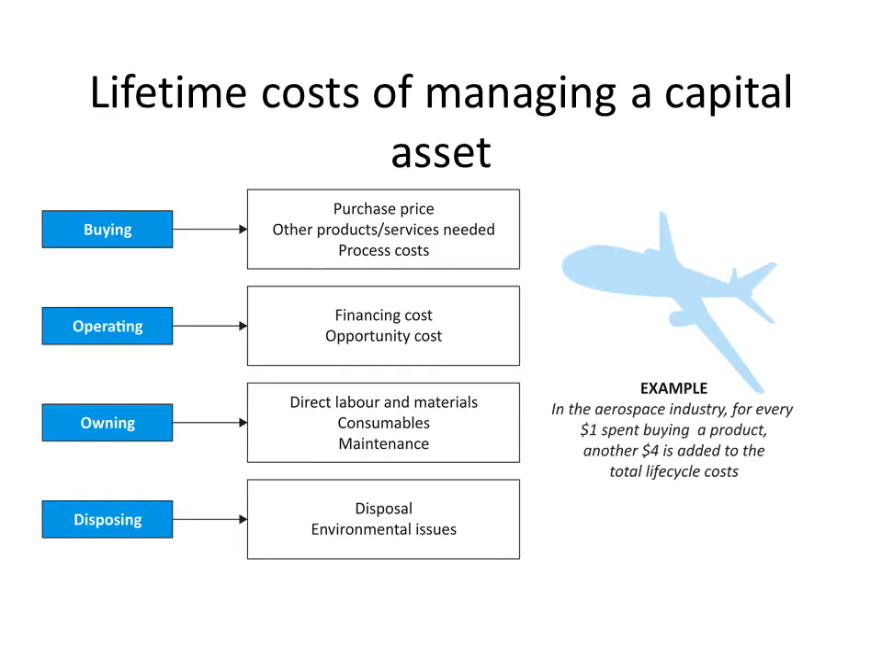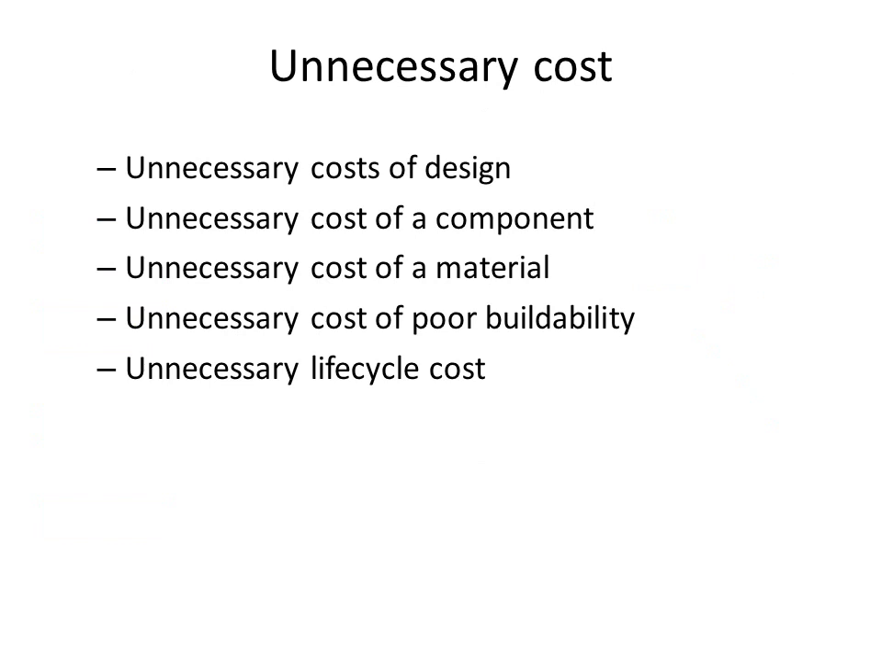Perhaps a more interesting one is lifetime costs of managing a capital asset, which is very much like the traditional total cost of ownership. There's the buy-in, the operating, the owning and the disposal. What we perhaps haven't got there is the pre-acquisition costs, which are often shown in total cost of ownership of assets. There can be unnecessary costs in projects: design, components, materials, poor buildability. It can be difficult for the contractors, unnecessary life cycle costs, maintenance after costs.